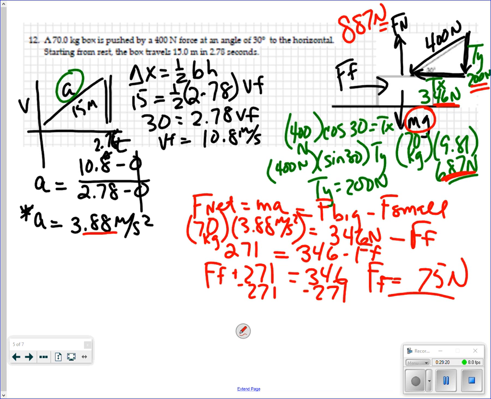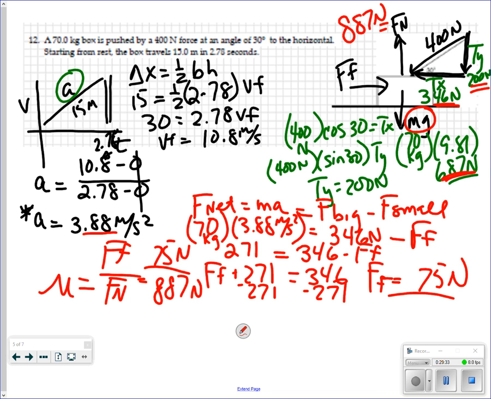Kabam. Last thing we could possibly figure out is coefficient of friction. Again, that is friction force divided by the normal force. And friction is 75. Our normal force is 887. Therefore, 0.085 is our final answer.